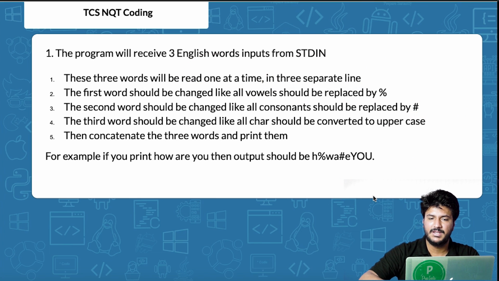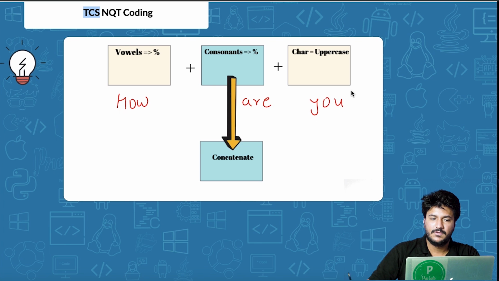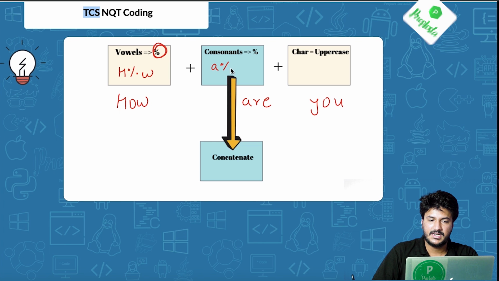I'll explain this a little more on the next page. This is basically the brief. So how, and then are, and then you. The first word has to change, like this percentage has to come here, so it would change as this. And then the next word, only consonants are supposed to change. Consonants are R, and A and E are vowels. So this would happen, and then you will change as you.